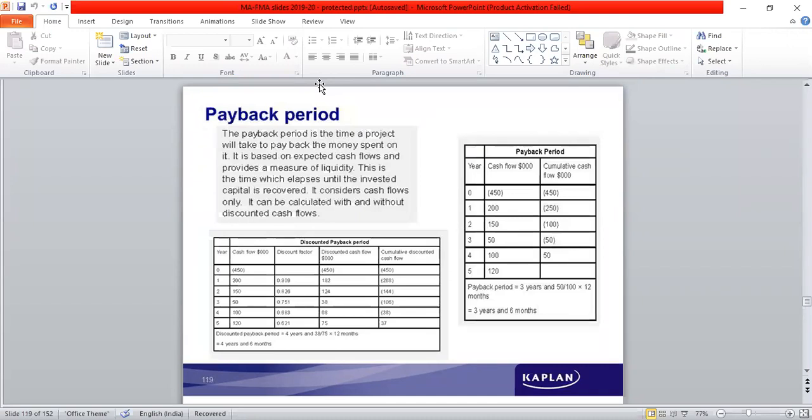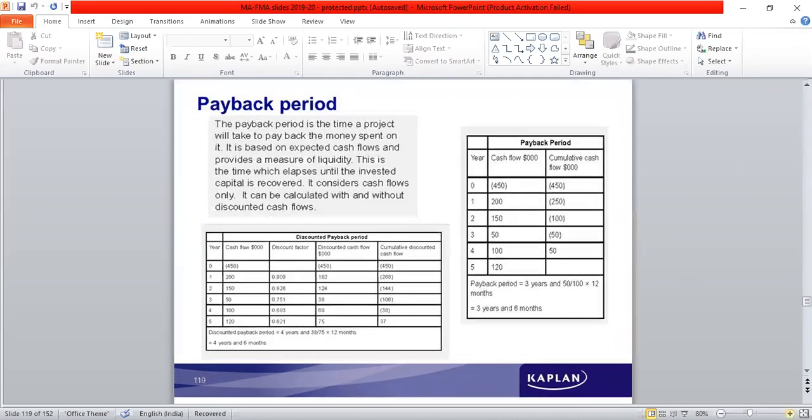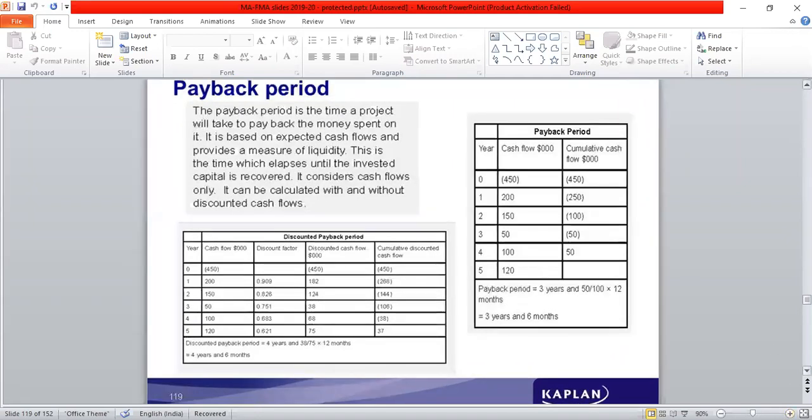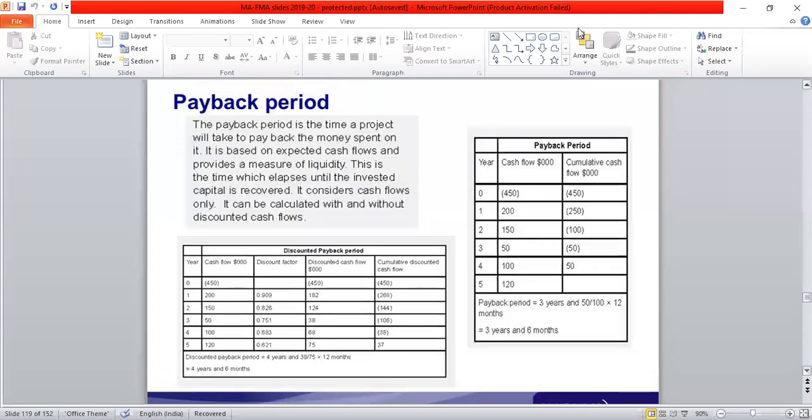Let's focus on the techniques. The first technique is called payback period. Let me just highlight this one. So what are we trying to calculate here? We are trying to calculate a period of time. This technique of capital budgeting talks about the period of time, rather, when the investment is made, in how much time will the investment be paid back?